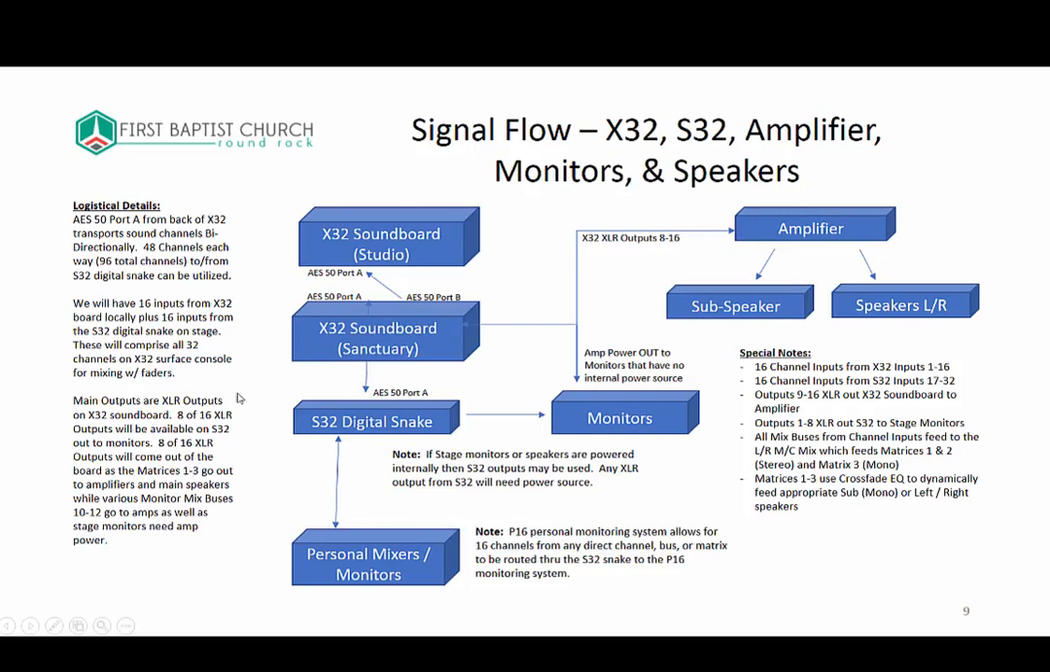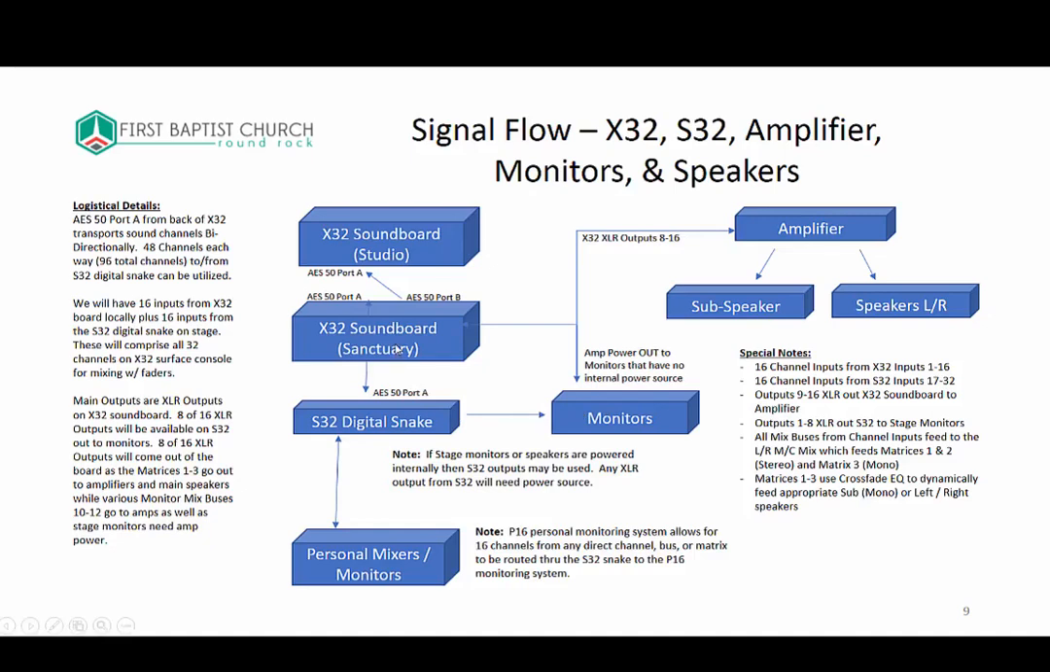Here is the detailed signal flow. I'm not going to go into this too much, but just know this is the sanctuary soundboard right here. The AES-50 A and B ports are used. The B port is used to connect the studio or the video soundboard, which is in a different room. The A port on the soundboard is used to connect to the S32 snake. And the S32 snake can output to powered monitors only.